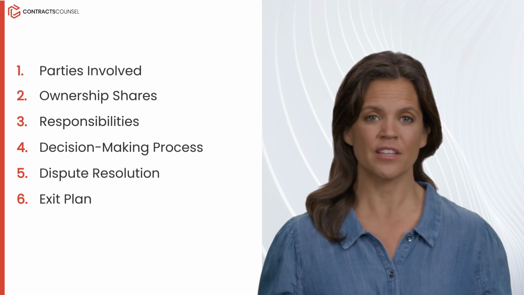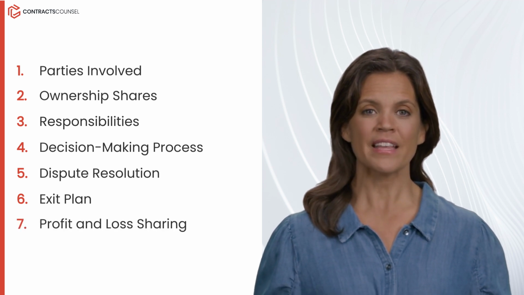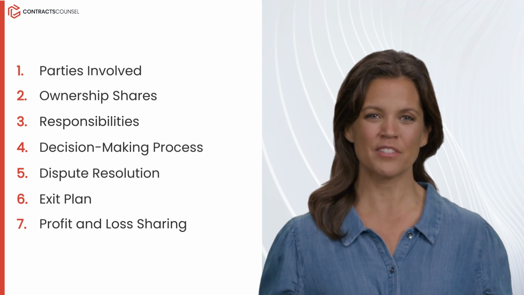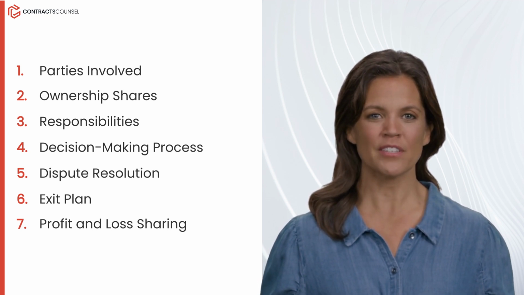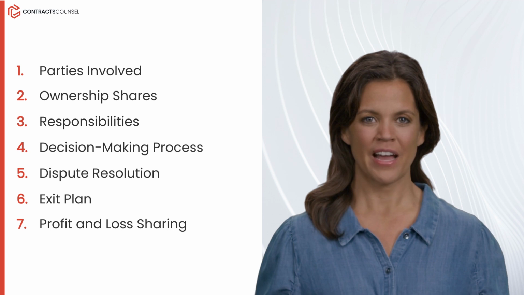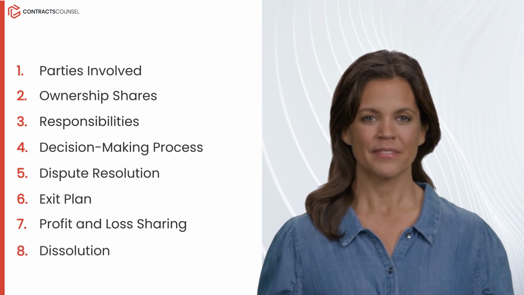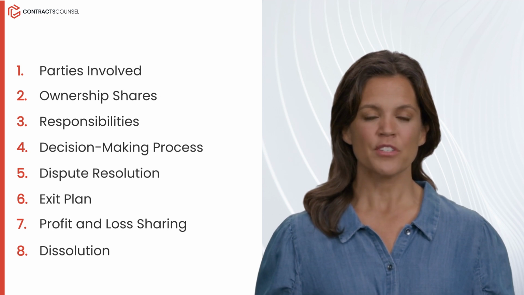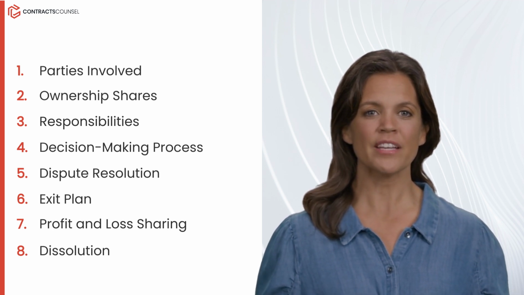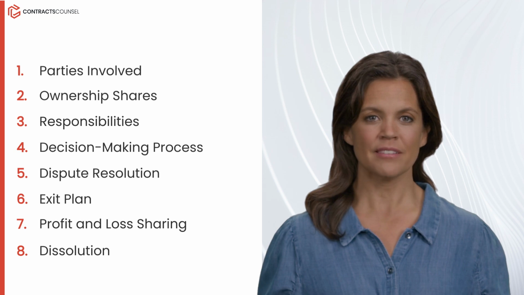including buyout provisions. 7. Profit and loss sharing. This part specifies how profits or losses from the co-owned asset will be divided among the owners. And 8. Dissolution. This section outlines the process for dissolving the co-ownership if all parties agree to terminate the arrangement.